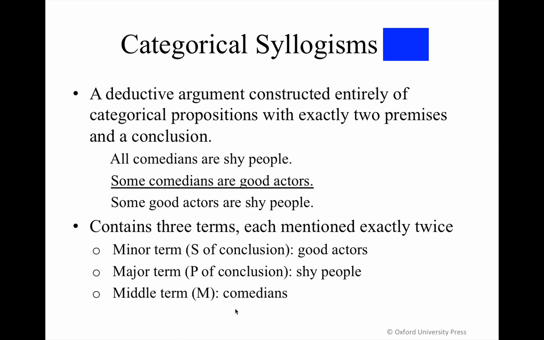So in the argument before us, all comedians are shy people, some comedians are good actors, so some good actors are shy people. We have good actors as the minor term, shy people as the major term, and comedians as the middle term. So, as with other arguments that you've confronted already, you want to identify first your conclusion, because that will tell you what your major and your minor terms are. Remember, not every argument is going to arrive already in what's known as standard form for the categorical syllogism. That's what this argument's in right now.